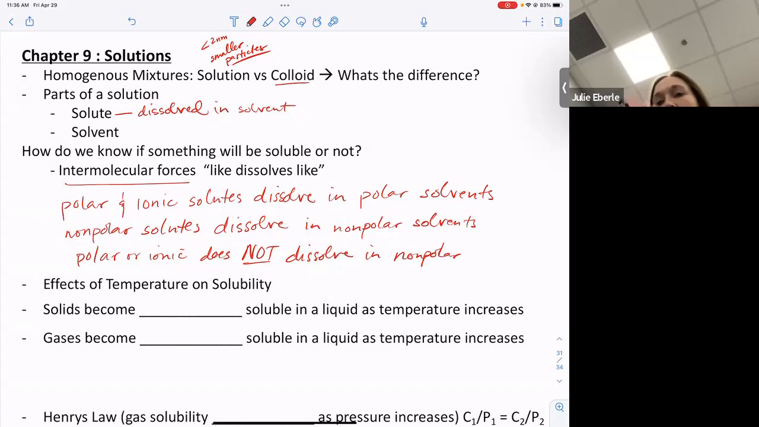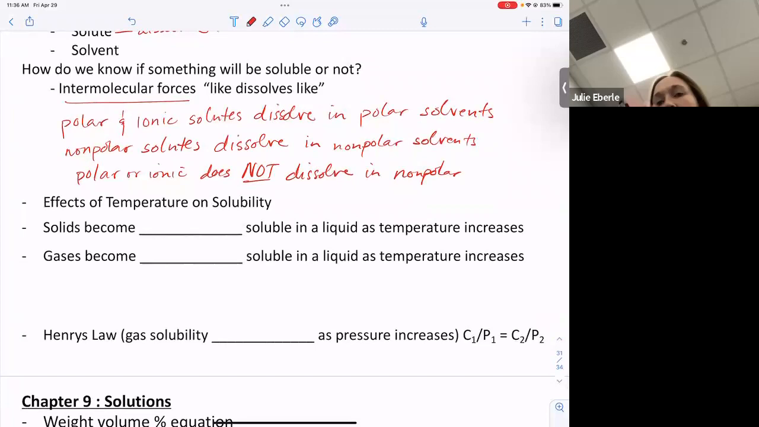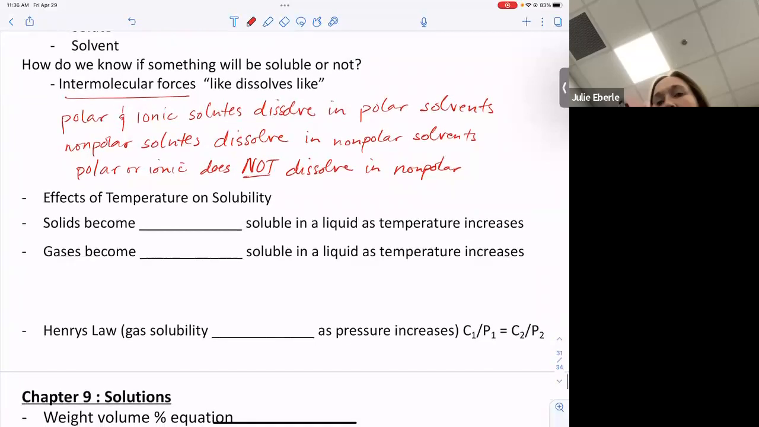Okay. After we discussed this and worked a few practice problems on it, we started to look at the effects of temperature on solubility. So we said solids become more soluble in a liquid as temperature increases. But we said gases become less soluble in a liquid as temperature increases. So for example, if I have sugar or salt and I put it in hot water, the solubility increases. I can probably dissolve even more sugar or salt in hot water than I could in cold water.